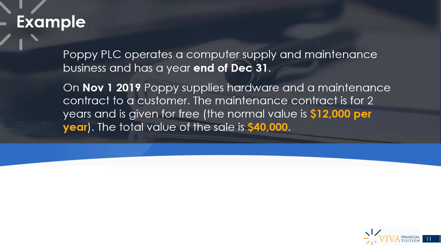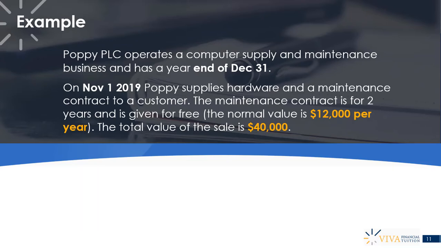On the 1st of November 2019, so that's 10 months of the way through the year with 2 months left, Poppy supplies hardware and a maintenance contract to a customer. The maintenance contract is for 2 years and Poppy is giving this away for free, or at least that's what she's selling. She's telling the customer that it's being given away for free.